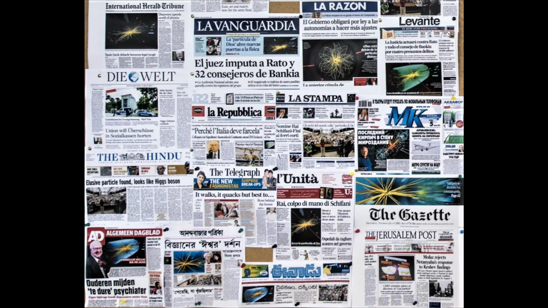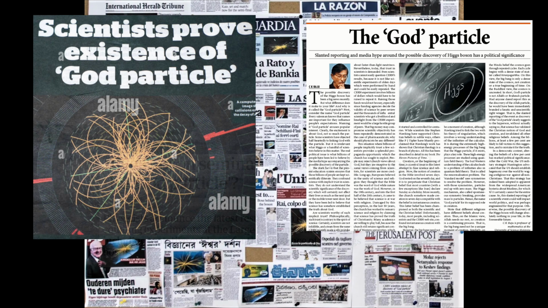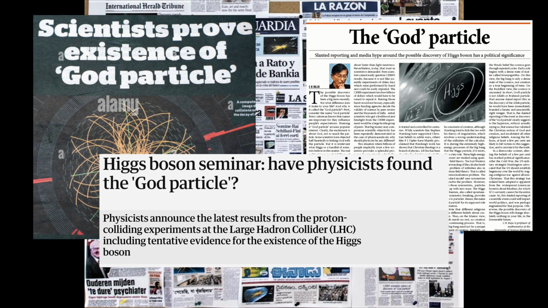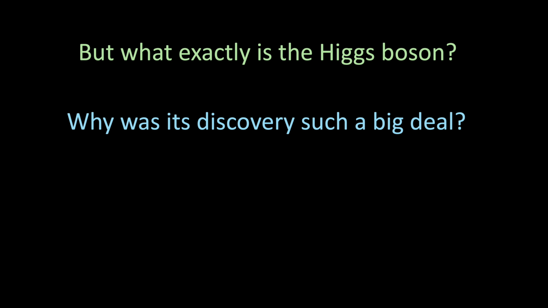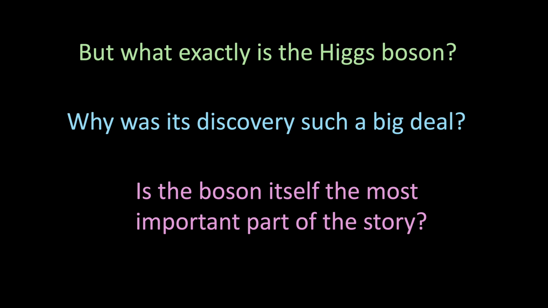Headlines around the world hailed it as the discovery of the century. Some even called it the God particle, and Nobel Prizes were awarded to the theorists who had first predicted its existence nearly half a century earlier. But what exactly is the Higgs boson? Why was its discovery such a big deal? And is the boson itself really the most important part of the story, or just a clue to something deeper?